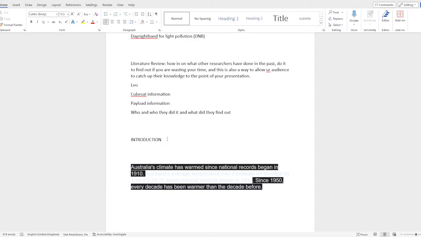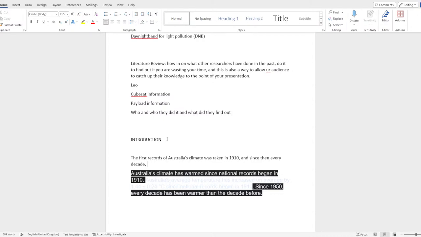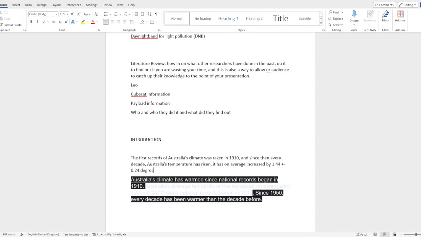Australia's climate has warmed since... Okay, I'll write this. The first records of Australia's climate were taken in 1910, and since then, every decade, Australia's temperature has risen. It has on average increased by 1.44 plus or minus 0.24 degrees Celsius.